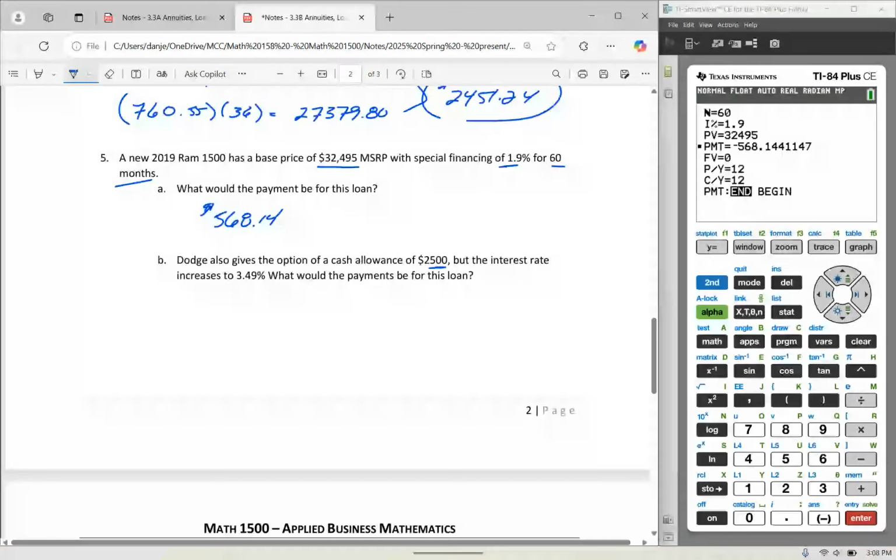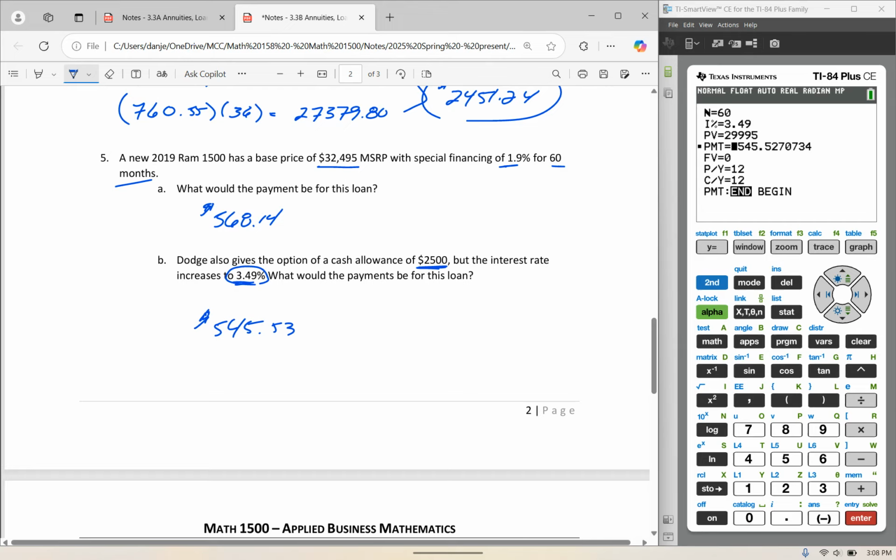We'll give you an allowance of $2,500, but your interest rate goes up to 3.49%. Which is the better deal, the lower interest or the smaller amount financed? Well, to make this adjustment, all I'm going to do is change my interest rate to 3.49%, and I'm going to reduce the amount financed by $2,500. My payment changes to $545.53. So I'm actually, in this case, better off paying the higher interest for the smaller amount.